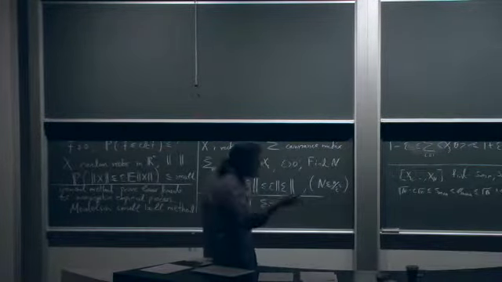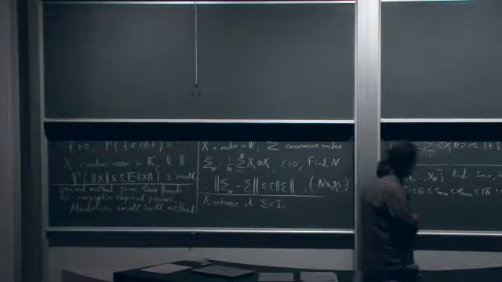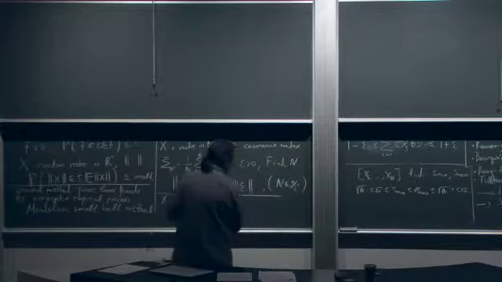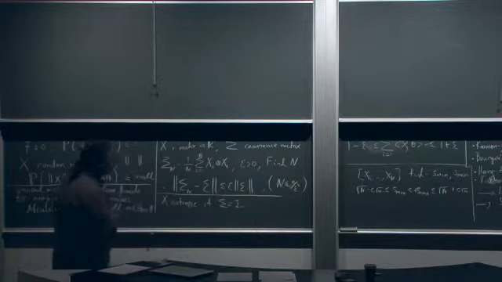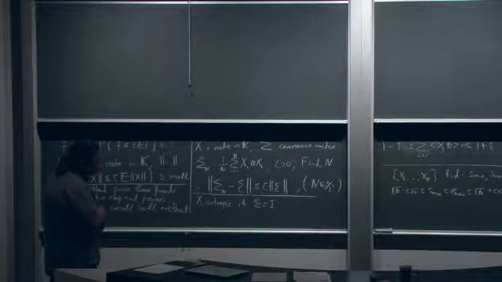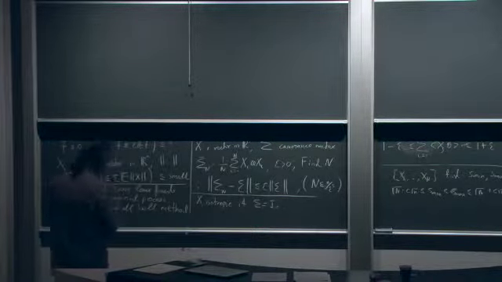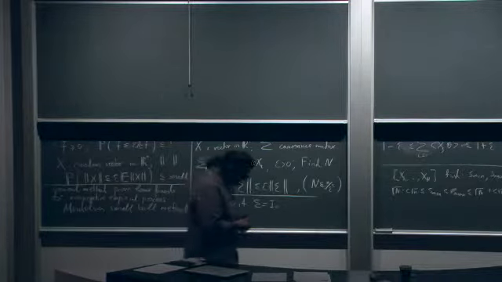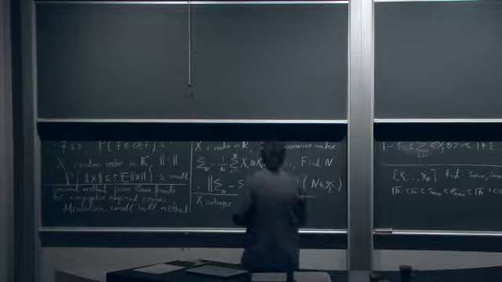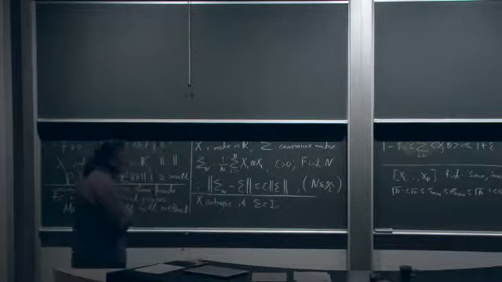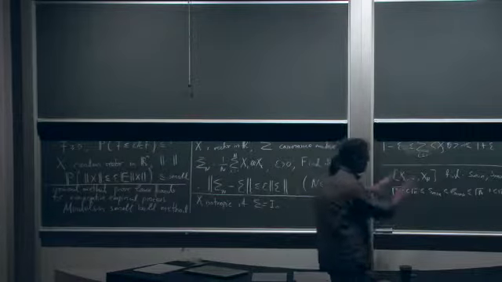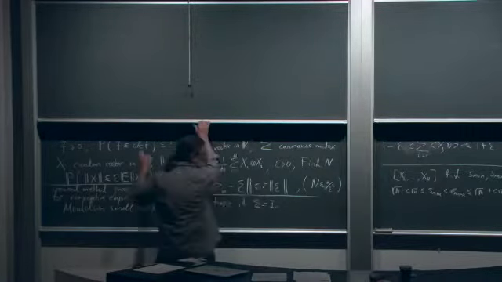So this is one setting where small ball probabilities are the crucial tool that you need in order to prove the right bounds. My goal is to present four different types of small ball probabilities and different methods to prove them. So let me stick with this problem and talk about the first one.